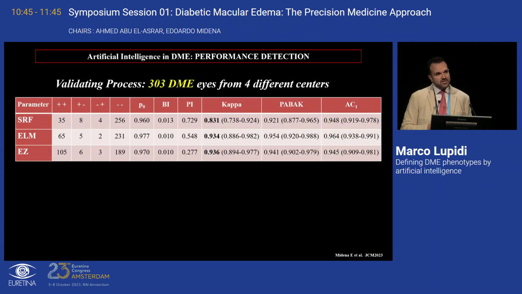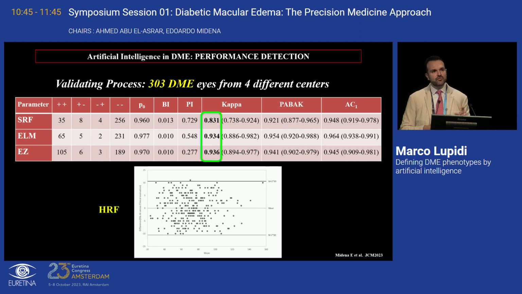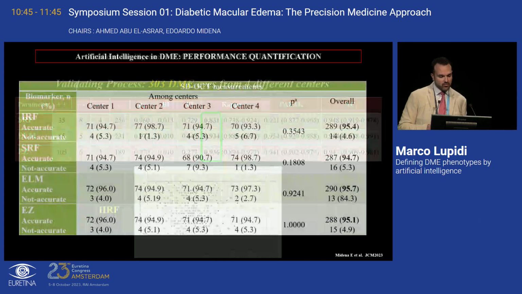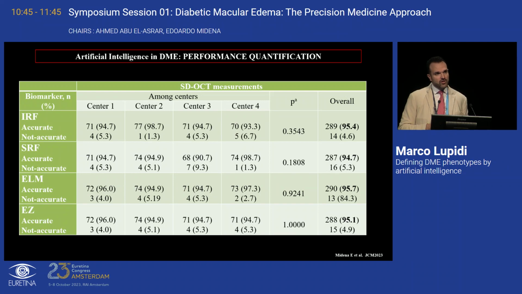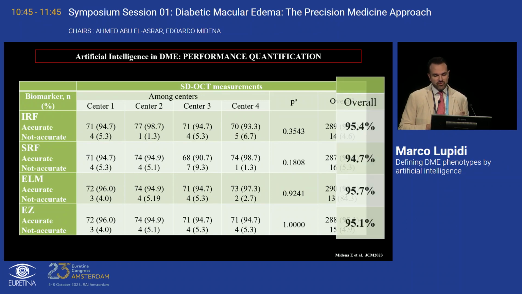In the last part of the validation process, we included more than 300 eyes in 4 different centers, and the inter-rater agreement between them was extremely high. We looked, for example, at the hyperreflective foci. When comparing the differences between the AI assessment and the clinical assessment, we can clearly see that these differences are within 2 standard deviations, so the data are extremely reliable. The overall accuracy for the different parameters reached the level of 95%.